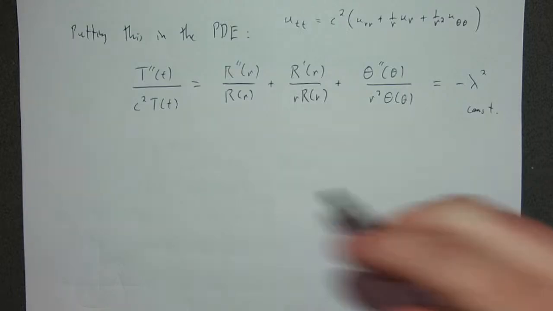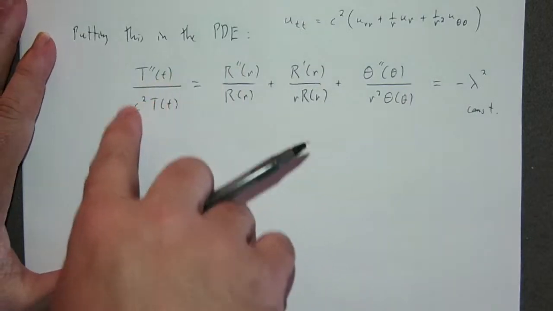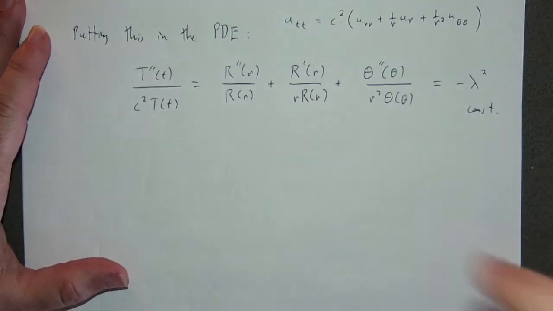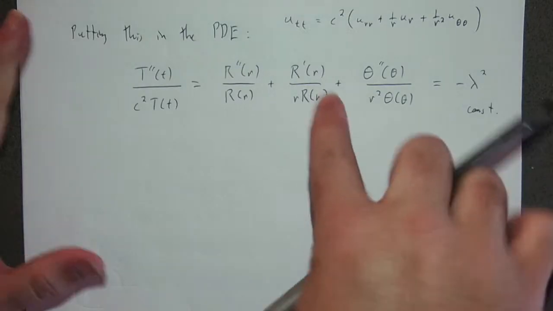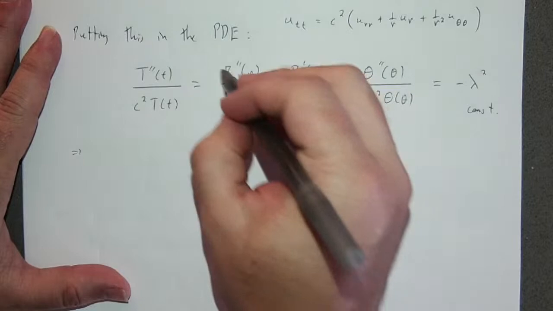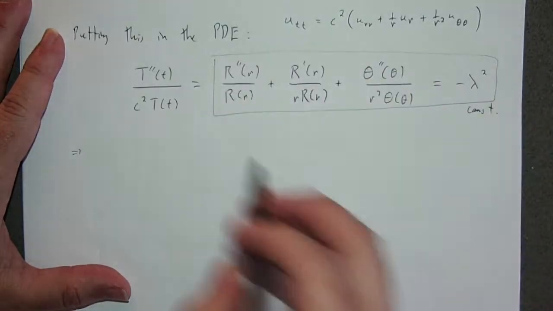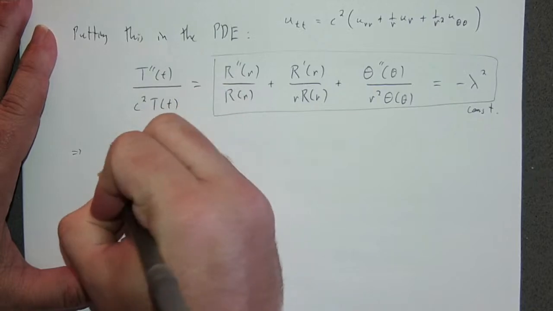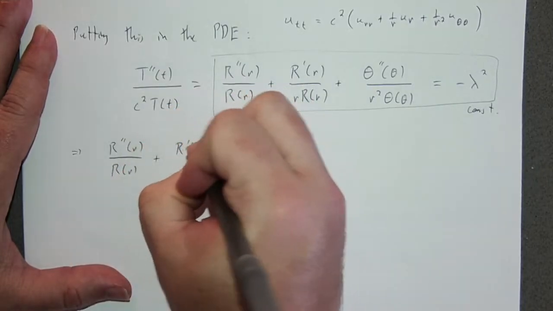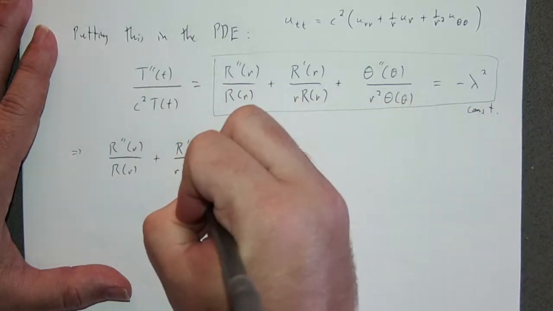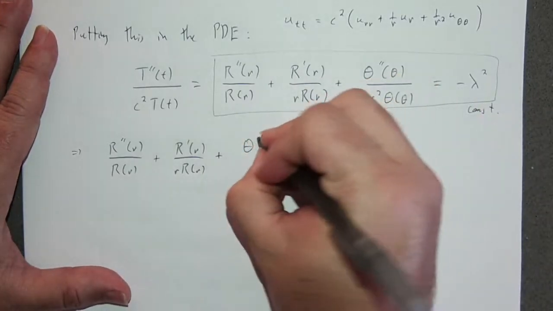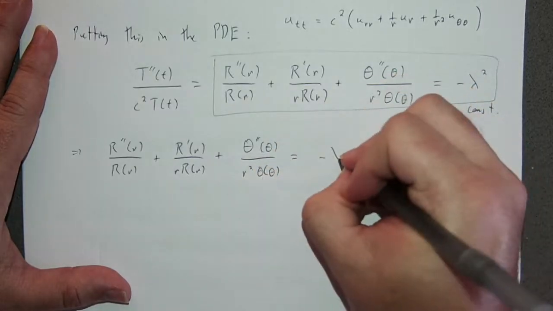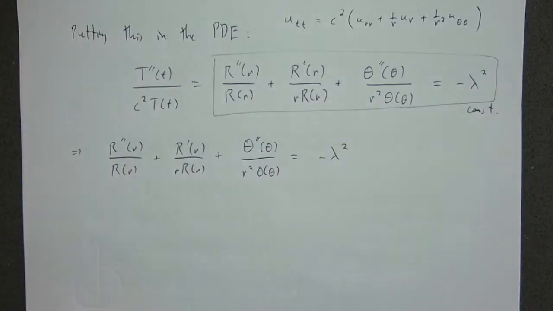And so, now what? Well, as we did before, that gives us one eigenvalue problem for T. But now we have these two that we haven't separated. So let's move those over. Okay, and so what this implies, let's look at this part of it. So this implies we have R double prime over R plus R prime over r times R plus Theta double prime over r squared Theta. That has to be equal to minus lambda squared, and that's our constant.